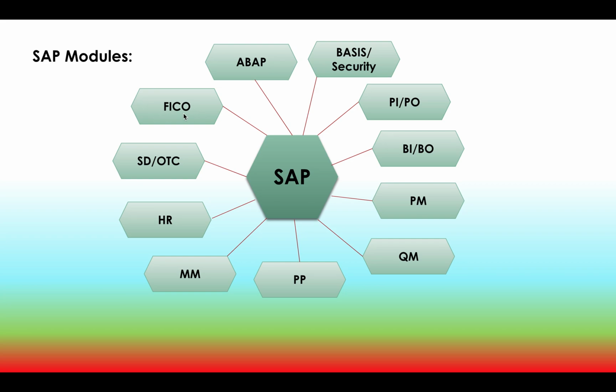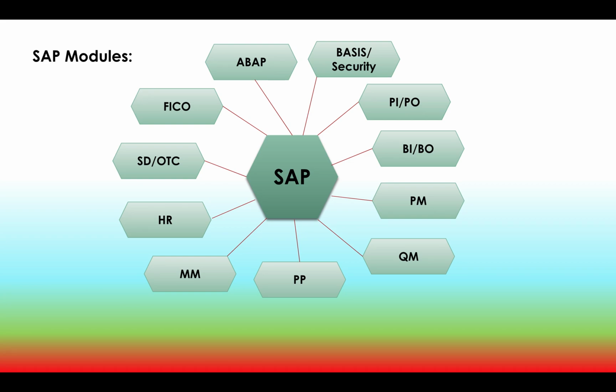FICO is financial and controlling. SD, OTC, it's sales and distribution and order to cash. HR, human resources. MM, materials management. PP, production planning. QM, quality management. PM, plant maintenance. BIBO, this is a reporting tool, and BI is business intelligence. BO means business objects. PIPO, it's an integration tool. PI, process integration. PO, process orchestration. Basis and security, and ABAP. These are the important modules in SAP.